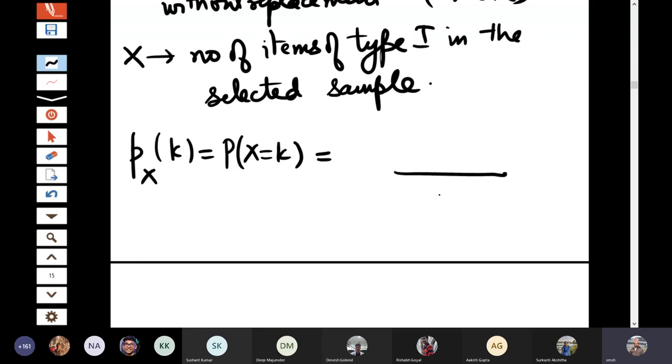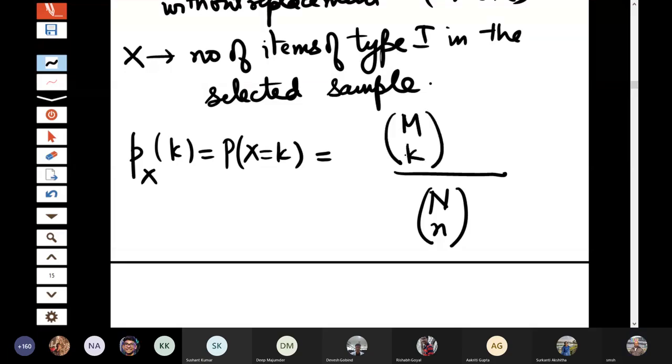So from a total of capital N items, we are choosing a small n number of items. So the number of possibilities is NCn. But now, out of the capital M items of type 1, I am selecting k type 1 items. So MCk. Then the remaining items are from type 2, that is N minus M C n minus k.